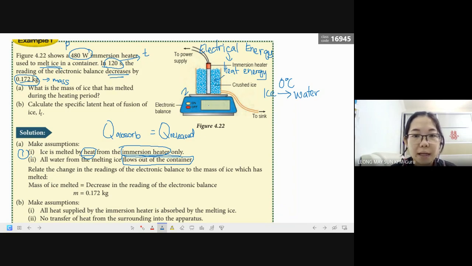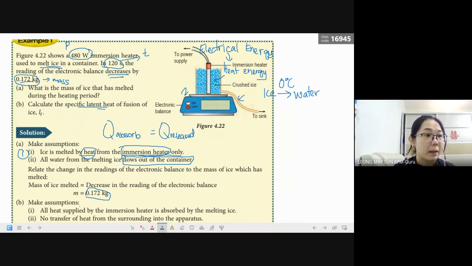So when the electronic balance decreases its mass by 0.172 kg, it is only full with ice inside there because the water actually gets flowed out. So the mass of the ice melted is the decrease in reading of the electronic balance. So therefore, the mass of the ice that has melted is 0.172 kg. Next, calculate the specific latent heat of fusion.